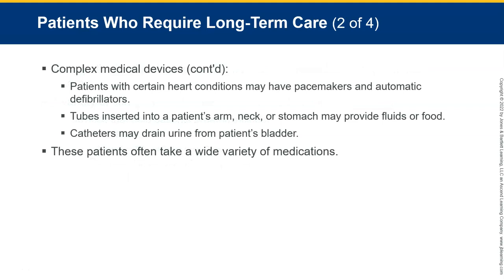Patients with certain heart conditions might have pacemakers or automatic defibrillators inserted under their skin. There may be tubes inserted into a patient's arm or neck or stomach. They can provide fluid or food. Catheters may drain urine from a patient's bladder. So a lot of different things are going on at home.